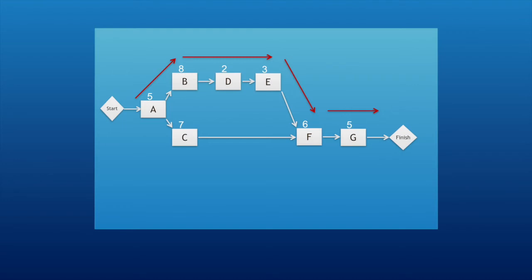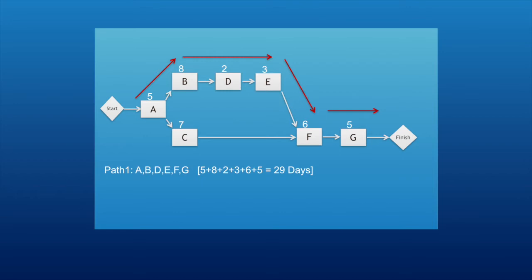Alright, now if we write down all of the activities which are on path number 1, we have A, B, D, E, F and G on path number 1, and if we add up all of the durations on this particular path for all of these activities, so 5 plus 8 plus 2 and so on, we will get the total of 29 days. So that is our path number 1, which is equal to 29 days.